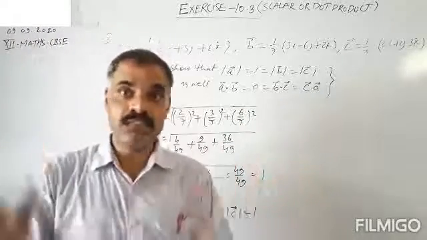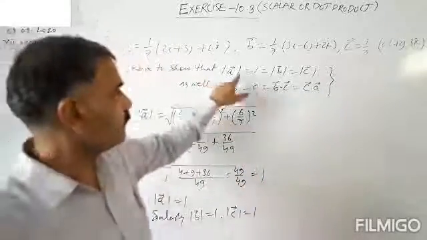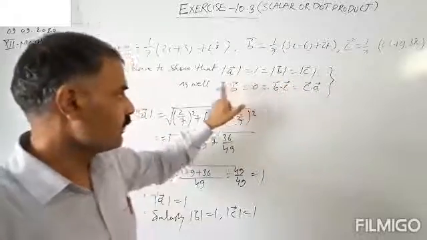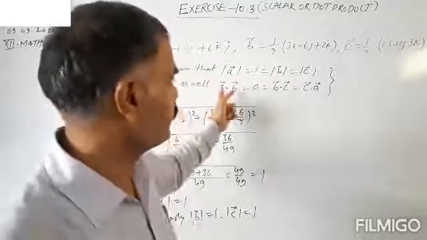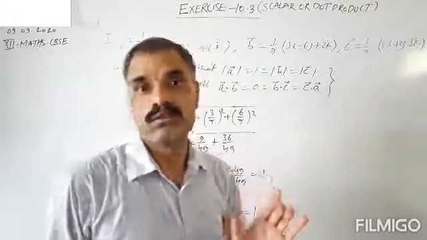There are a total of 6 parts: first part, second part, third part, fourth, fifth and sixth part. Now we will show A vector dot B vector equals 0.